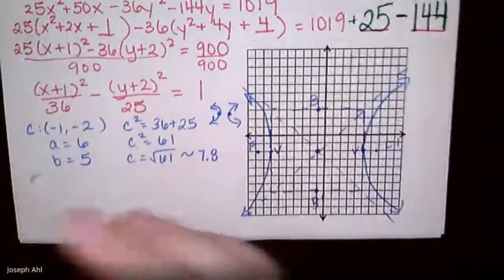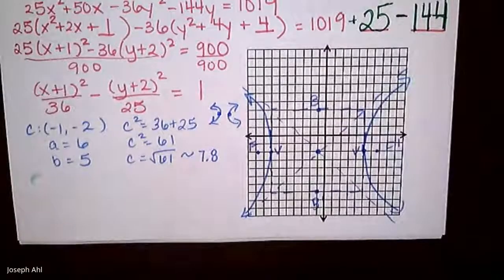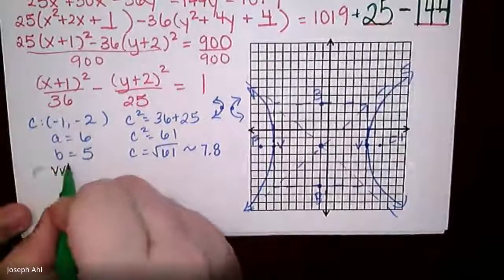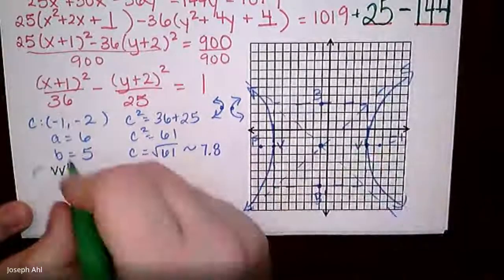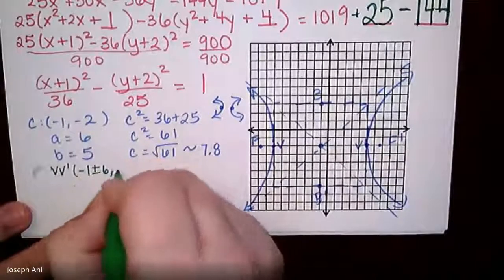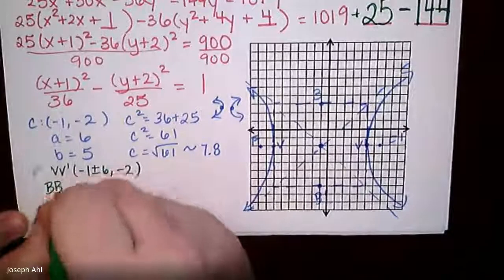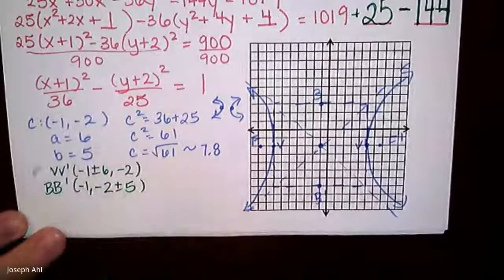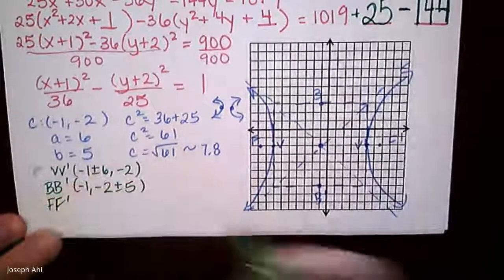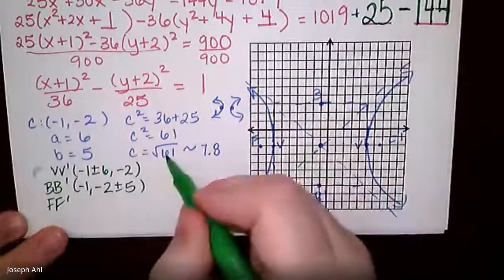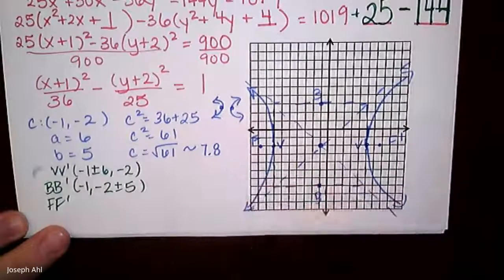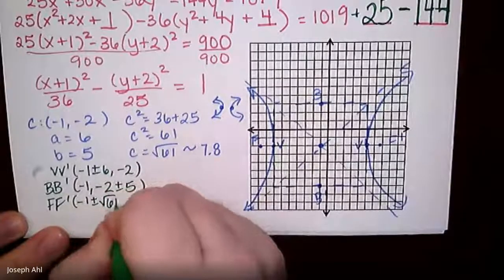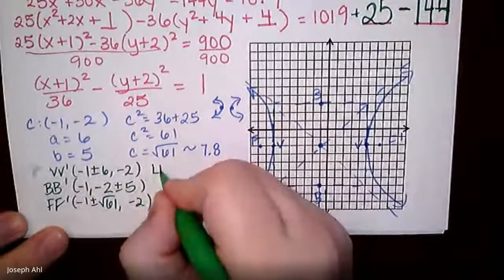Okay, now that we have all that, I haven't left myself a ton of space, but I think I can fit it. Let's squeeze in all the important coordinates here. The vertices v and v prime went left and right, so it's -1 plus or minus 6, comma, -2. B and B prime went up and down: -1, comma, -2 plus or minus 5. Foci went left and right. Keep it as radical 61, right? Don't use the decimal approximation. So -1 plus or minus the square root of 61, comma, -2.